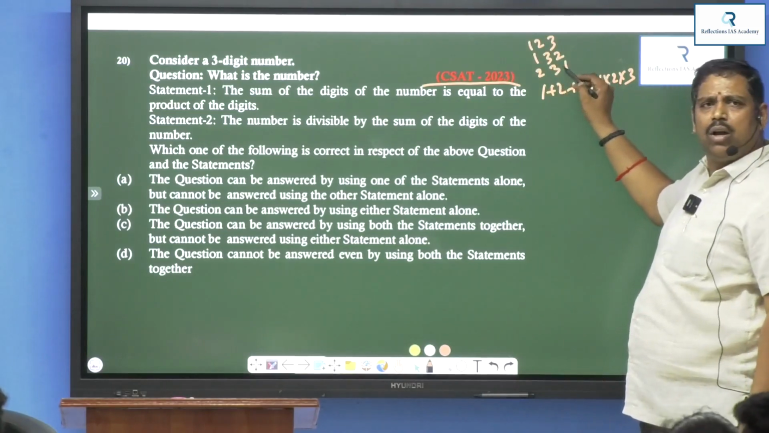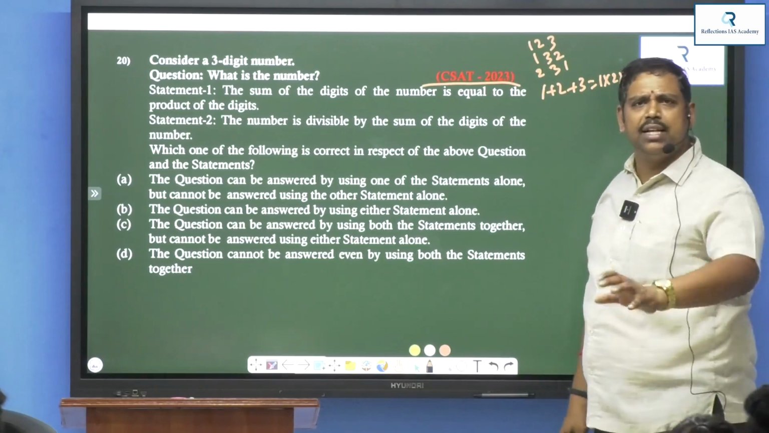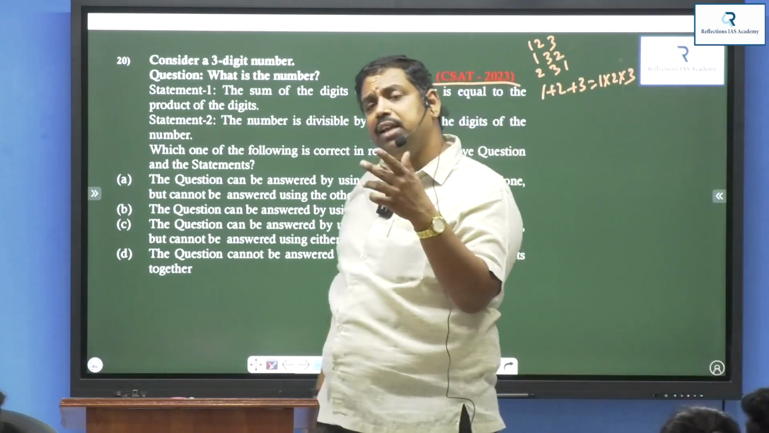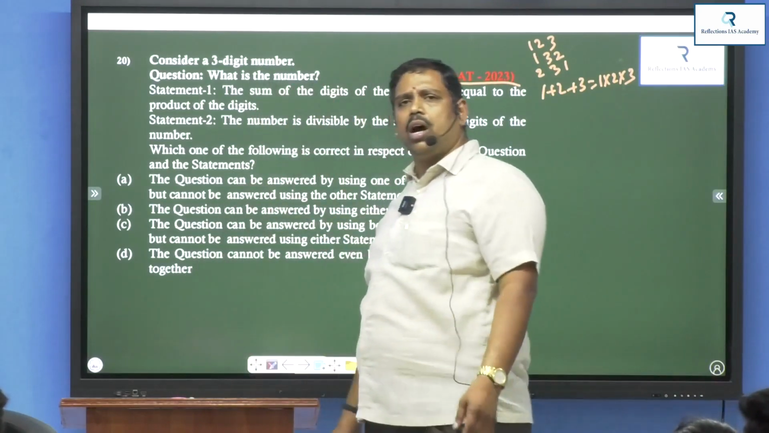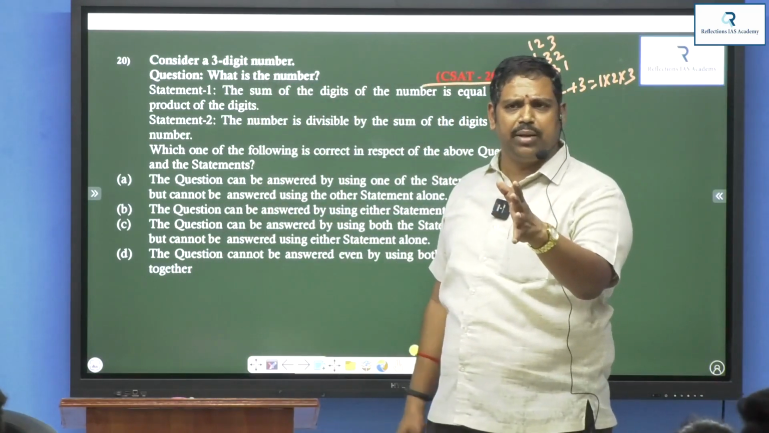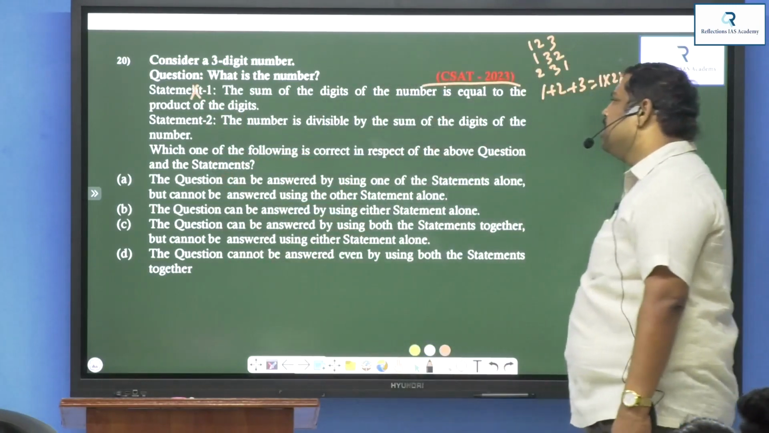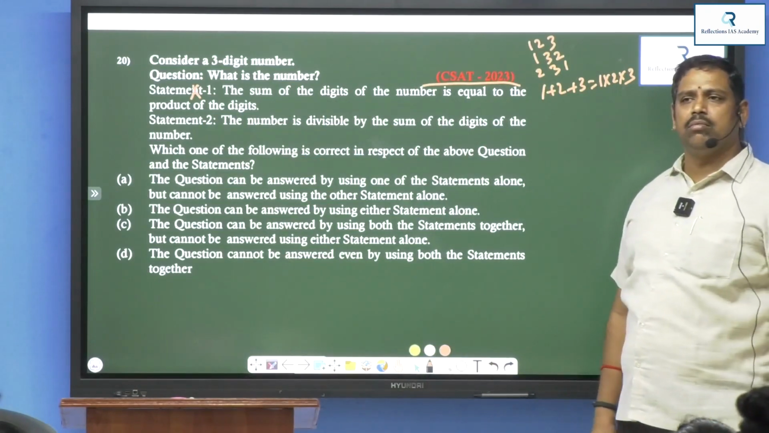Yes or no? I have to use the digits 1, 2 and 3, but it could be 123 or 132 or any of them. So, he is asking what is the number. Are you able to uniquely say the answer or unable to say? Okay, then statement 1 alone is wrong. Statement 2: the number is divisible by the sum of the digits of the number.